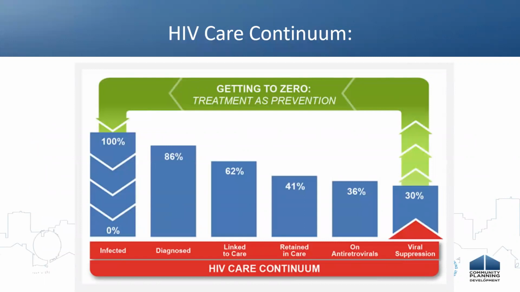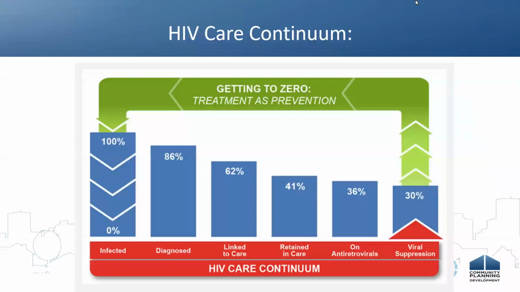Those are the baseline requirements for the HOPWA program: the person being HIV positive and that being documented with a medical verification form from a medical provider, not just self-assessment. And of course, they have to be 80% of AMI or less to qualify.